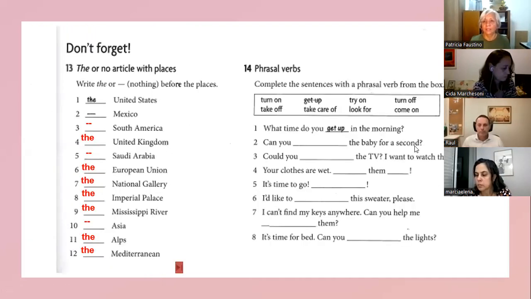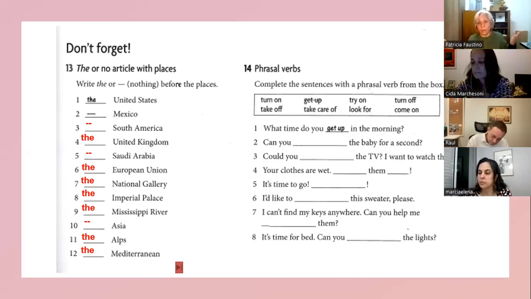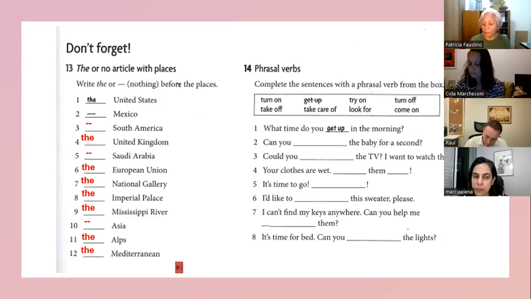Okay, so then we have the phrasal verbs. The phrasal verbs are verbs that have two parts or three parts many times, right? The phrasal verbs are always composed of more than one word. So it's one word and one preposition, sometimes two words and one preposition, sometimes one word and two prepositions. So as we go, we're going to be looking at more and more phrasal verbs.